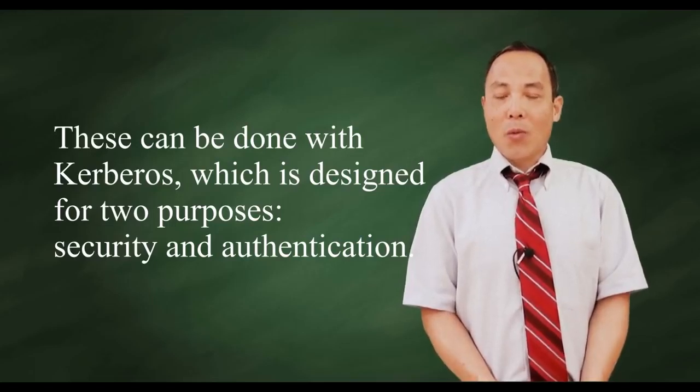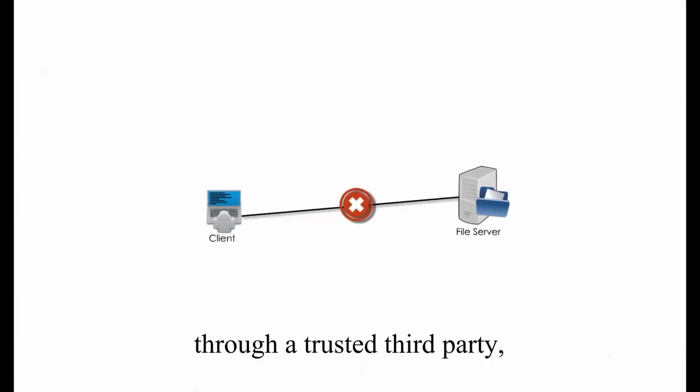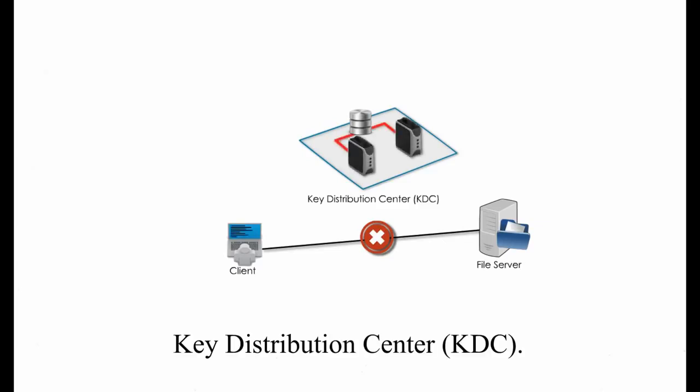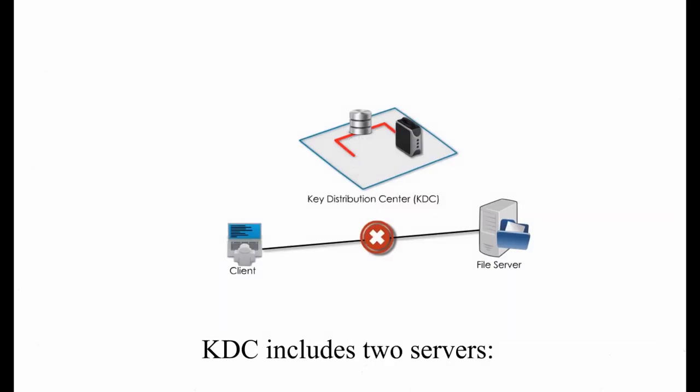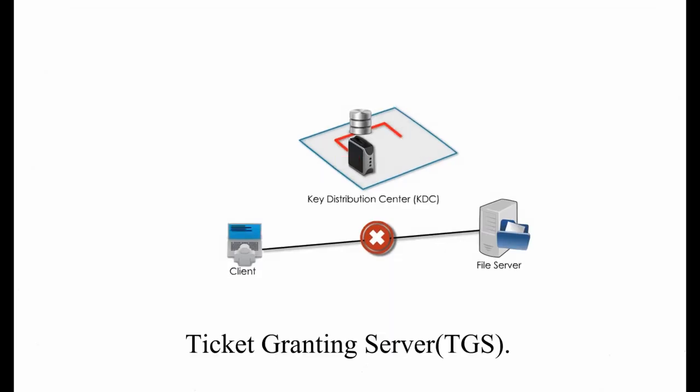Here is how it works. Suppose a client wants to access a file server. With Kerberos, the client must be verified through a trusted third party. And this third party is a Key Distribution Center, or KDC. KDC includes two servers, Authentication Server, or AS, and Ticket Granting Server, or TGS.